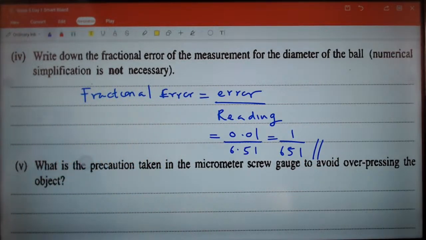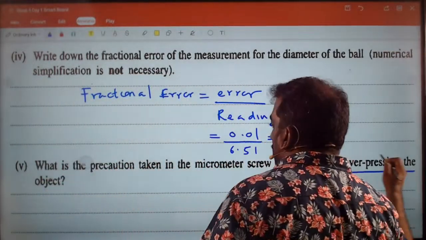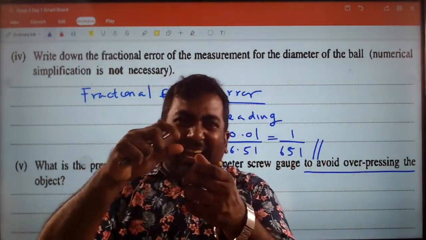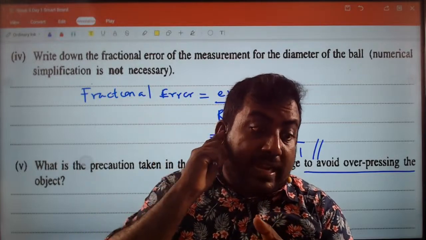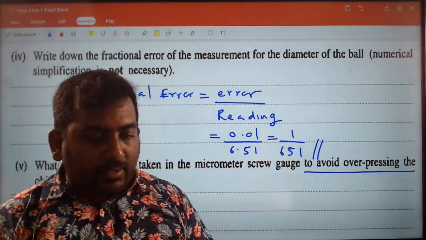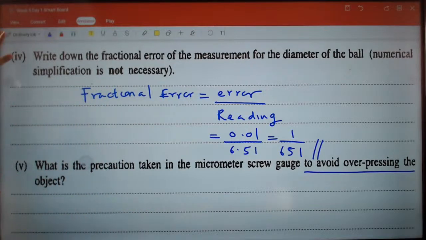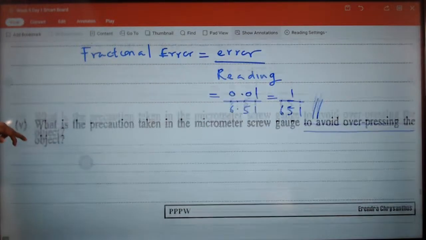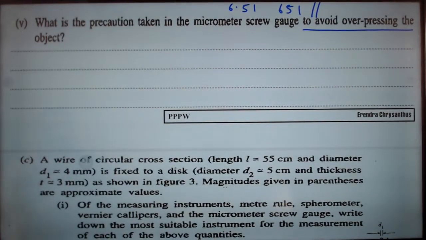What is the precaution taken in the micrometer screw gauge to avoid overpressing of the object? What do you do? We rotate using the ratchet screw until a click sound is heard.